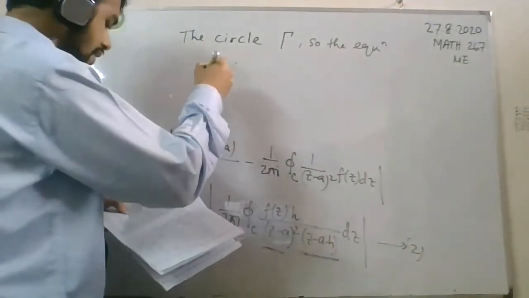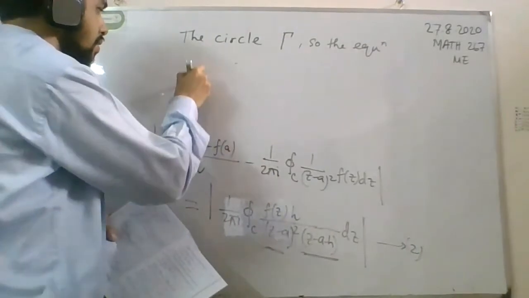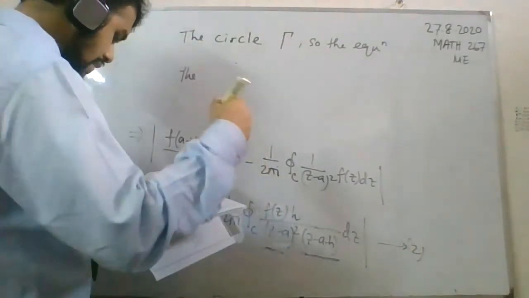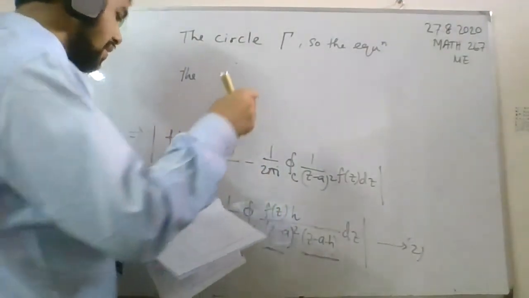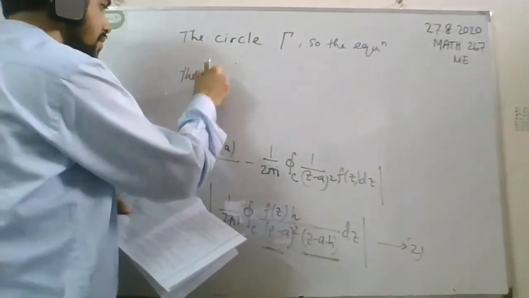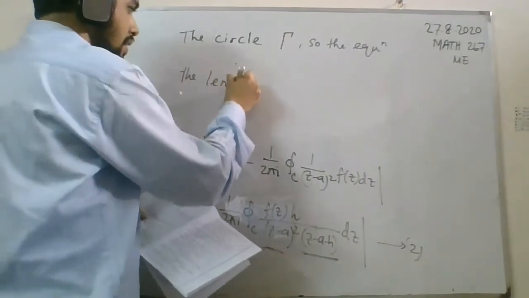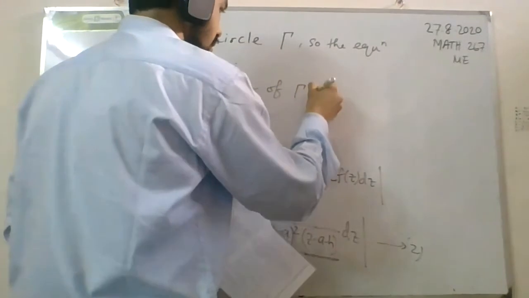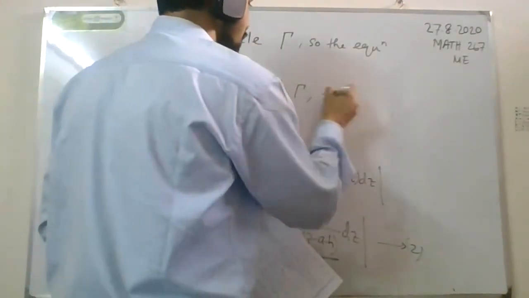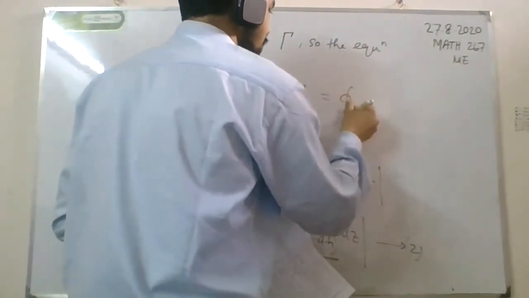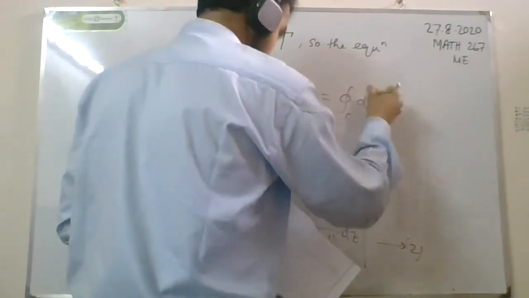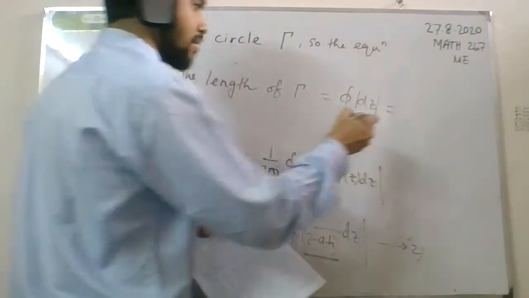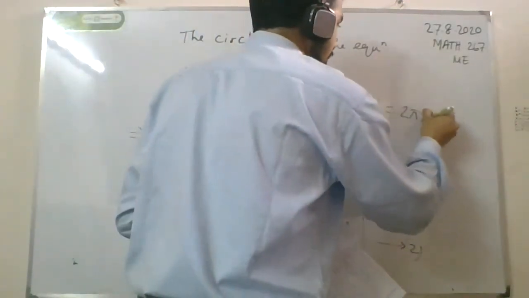Now you can also say the length of the circle, which can be denoted as integral of modulus dz. Okay, so the length of the circle can be written as 2 pi r.